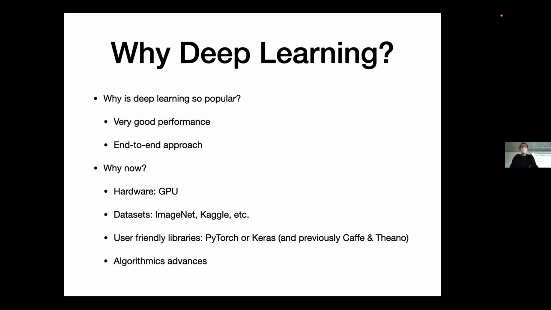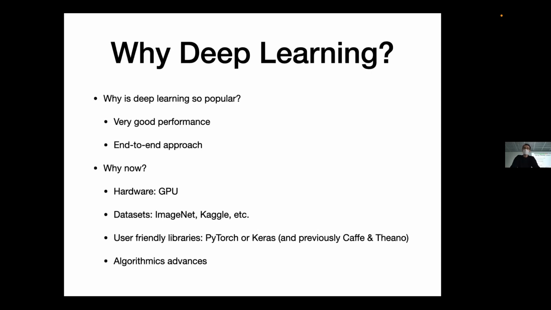So why are we talking about deep learning that much? Why is it so popular? It's because it's very efficient for many tasks, and we will see that in the next slides. There is also something else which is different from machine learning: it's an end-to-end approach, meaning that you take the data and you define the task, and everything is almost automatic. That's why we call it end-to-end. Of course, it's not so easy to define the architecture or network for that, but we will see this.